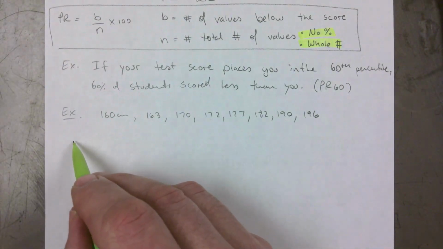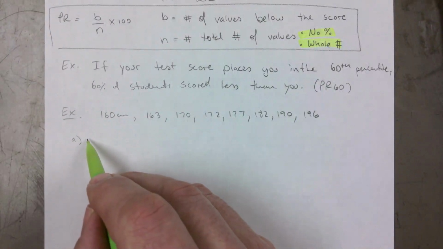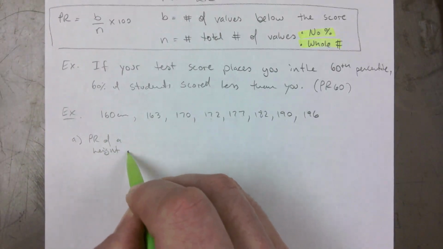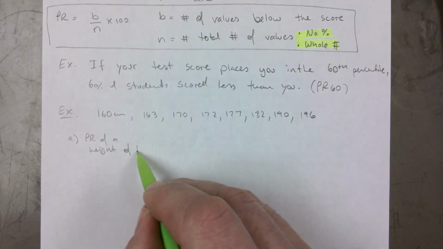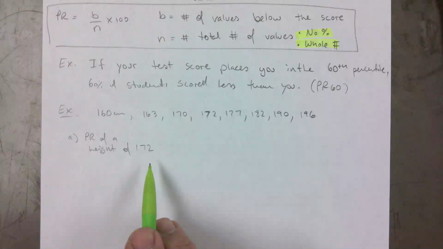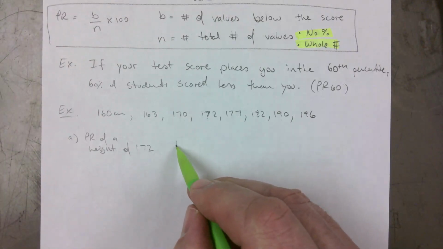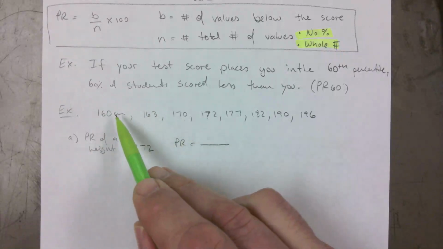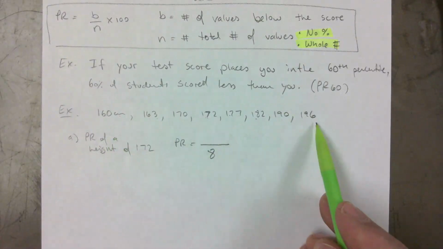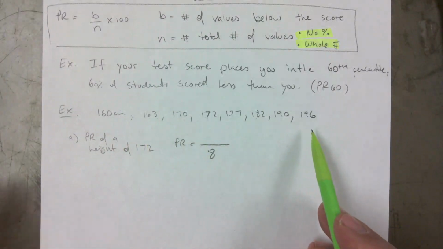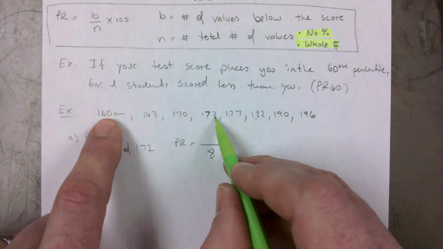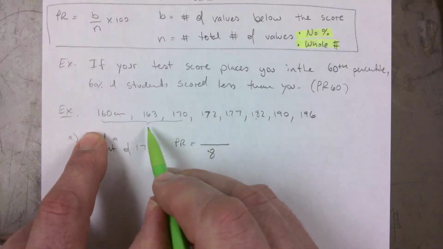How do you find the percentile rank? A percentile rank of a height of, let's say, 172. That's this one right here. So what you do is, to figure out the percentile rank, first of all, you know that there's 1, 2, 3, 4, 5, 6, 7, 8. In this case, you don't have to add because these are just like 8 different players, let's say.